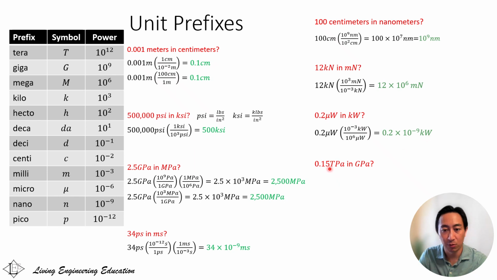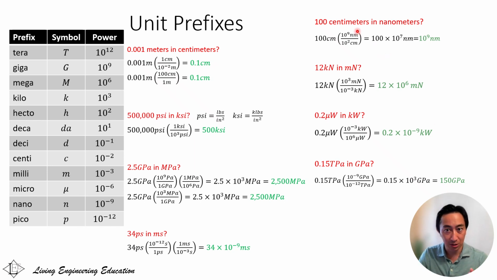And then finally, 0.15 terapascal to gigapascals. Tera is 10 to the 12th, so I'll write 10 to the negative 12 terapascal. Giga, 10 to the 9th, so 10 to the negative 9th gigapascal. So negative 9 minus negative 12 gives me positive 3. So 0.15 times 10 to positive 3 gigapascals. Or I can move this decimal 3 spaces, 1, 2, 3. So 150 gigapascals.